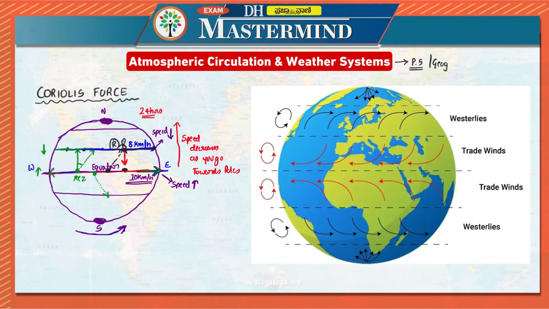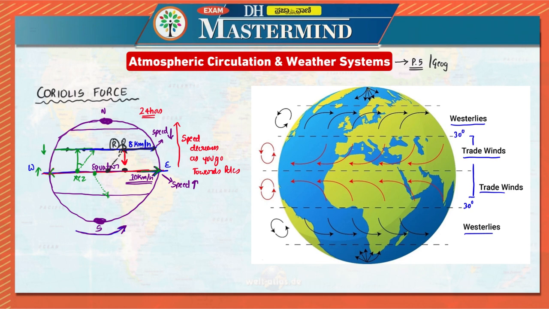So if we look at this particular image over here, this is showing the winds, the trade winds. There is westerlies, there is again trade winds, then there is again westerlies. So these are different cells. For example, this is 30 degree, this is 30 degree. So the first one is the Hadley cell, and above there is the Ferrel cell, etc. So what is happening over here is something which we have to understand.